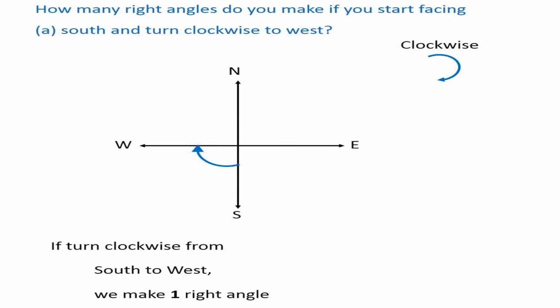Now, how many right angles do you make if you start facing south and turn clockwise to west? Okay, so how many right angles can you make? You are facing south and turning clockwise. So the hands of the clock, how will they move from the 6 o'clock? It will move like this only. So it is a clockwise direction. To west, how many right angles are here? Only one right angle.